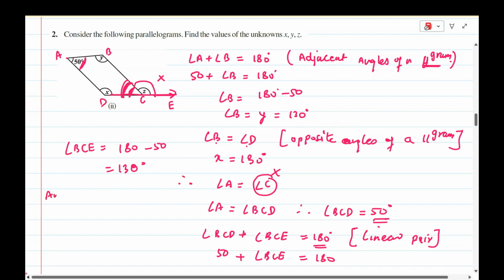So never forget to write the final answer. X, I got 130 degrees. Y, I got 50 degrees. Sorry, my bad. And angle Z, I got 130 degrees. So X and Z, both answers are 130 degrees. Correct? Okay.